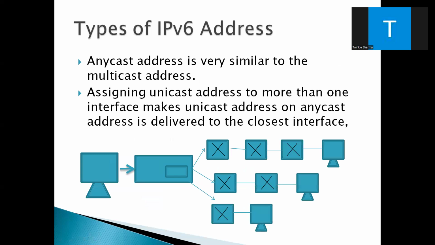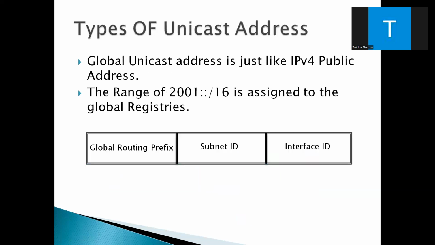Then we have the anycast address. An anycast address is very similar to the multicast address. They send the data to all, but it is received by the closest interface or system. Assigning a unicast address to more than one interface makes it an anycast address, which is delivered to the closest interface. Okay, delivered to the closest interface.